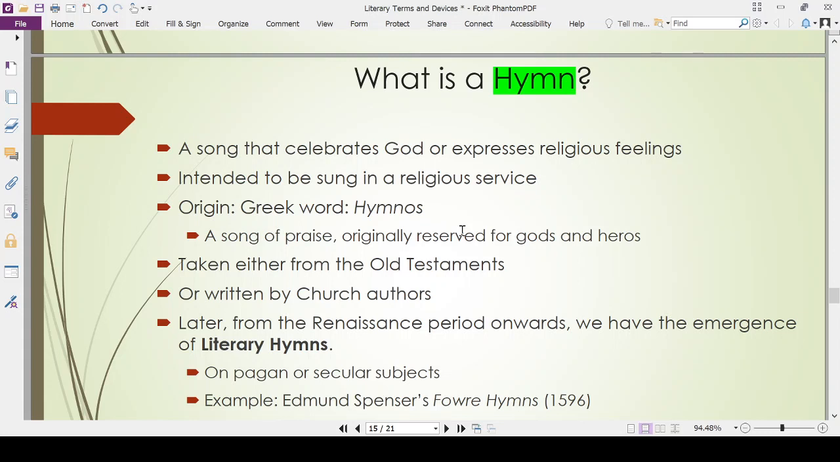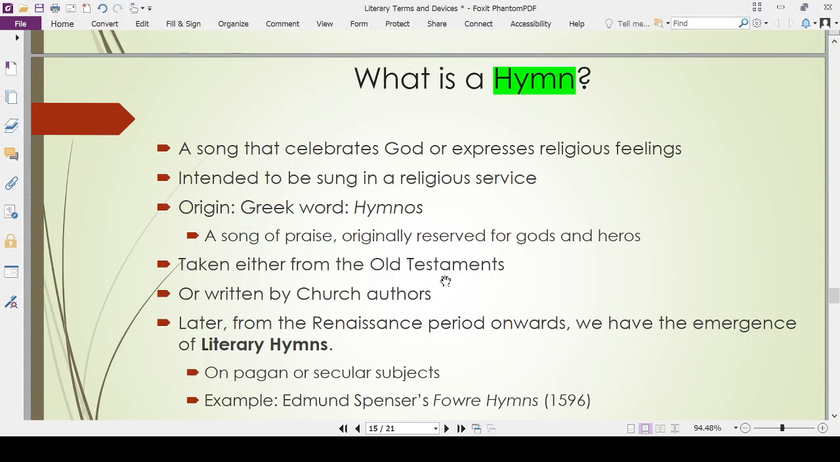The lines in hymns are either taken from the Old Testament, so they are either taken from the Psalms of the Old Testament to praise the Christian God. So either they are copies modeled on the Old Testament or they are original, written by church authors.